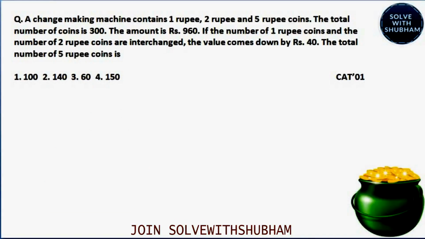Moving ahead. For example, let's go through a question which was asked in CAT 2001. The question goes like, a change making machine contains 1 rupee, 2 rupee and 5 rupee coins. The total number of coins is 300. The amount is rupees 960. If the number of 1 rupee coins and the number of 2 rupee coins are interchanged, the value comes down by rupees 40. The total number of 5 rupee coins is, and we have been given 4 options.